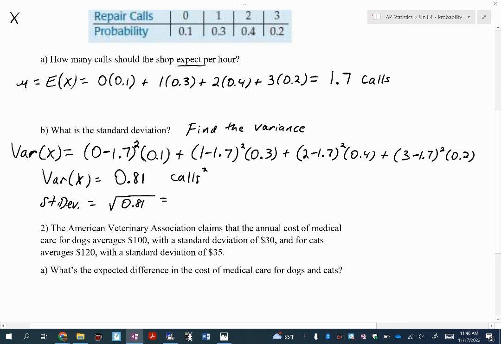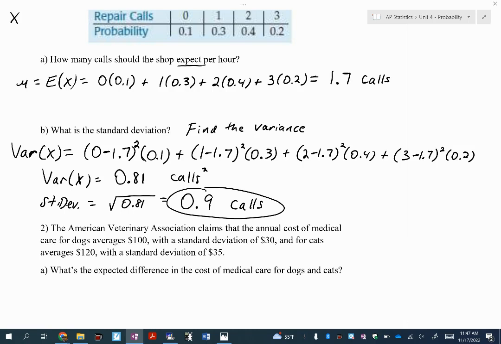Too much math? Oh, that makes me so sad. This is like not much math at all. All right, so what's the square root of 0.81? It is 0.9. Very good. And this one is going to be calls. Okay, how are we feeling on standard deviation?